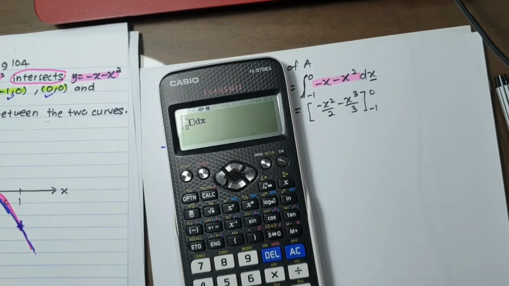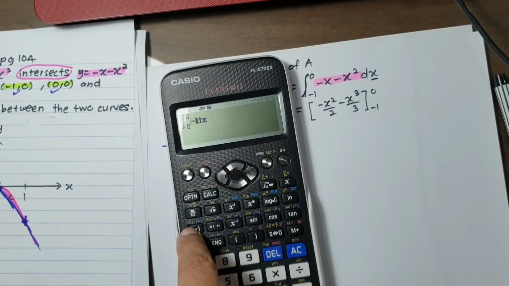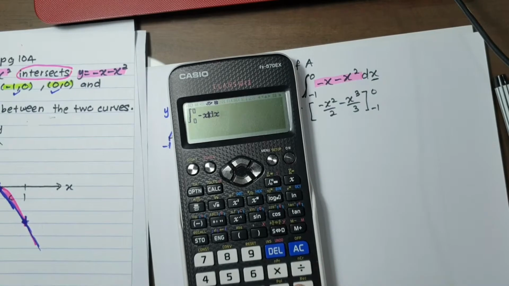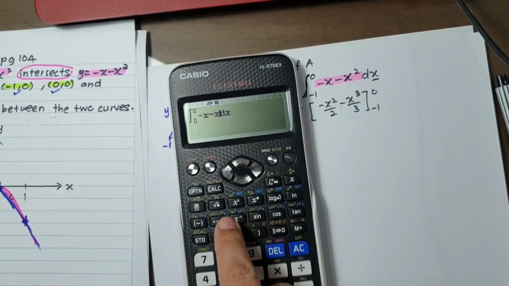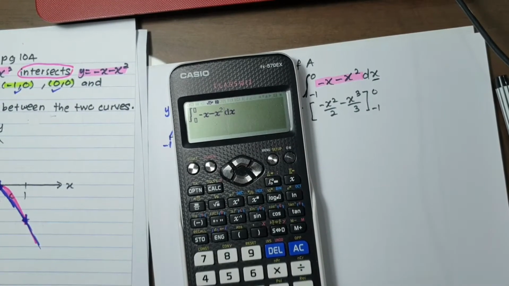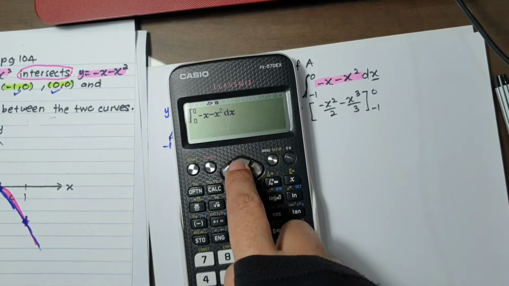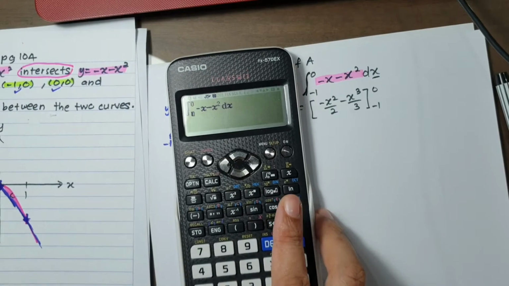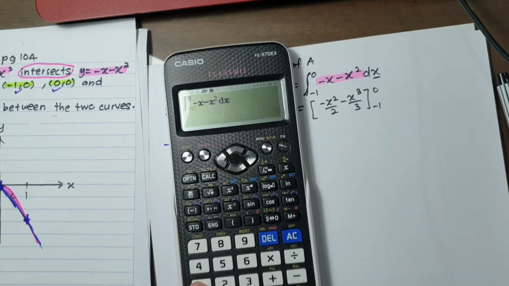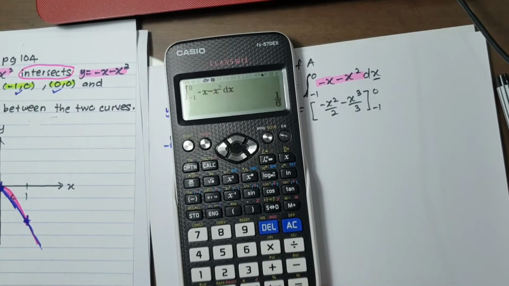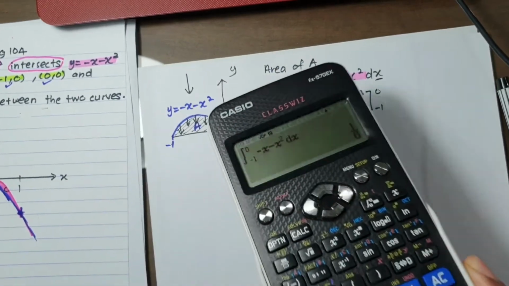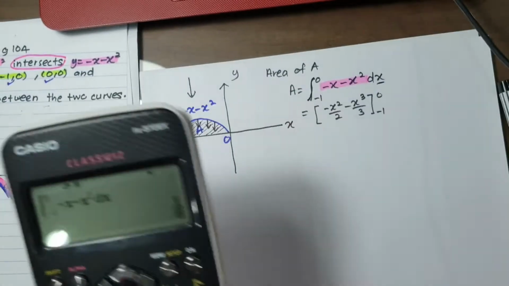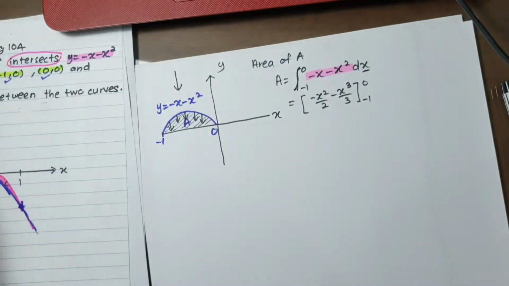So we can check, use calculator. You have negative X, so X here, this button, minus X square, so this button. Okay, done. And then go up, put in the limit 0, and then you have negative 1. Press equal sign. Suppose the final answer you get is 1 over 6. Okay, let's try, we key in, do we get 1 over 6?